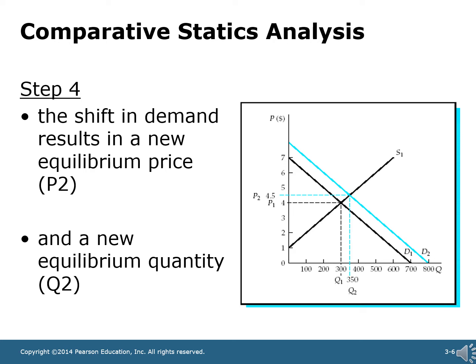That price is going to be midway between $4 and $5, so let's say $4.50. So the equilibrium price increases from $4 to $4.50. At this new price, there's going to be a change in the quantity being bought and sold. In this case, it's going to move from 300 units being sold to 350 units being sold. So we have this new quantity and the new price.